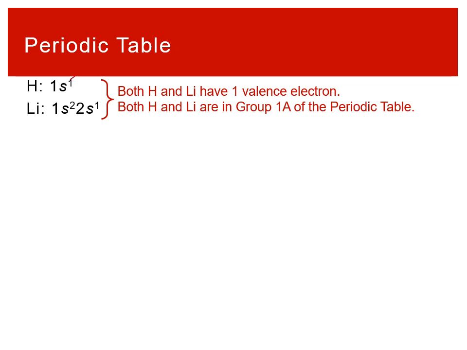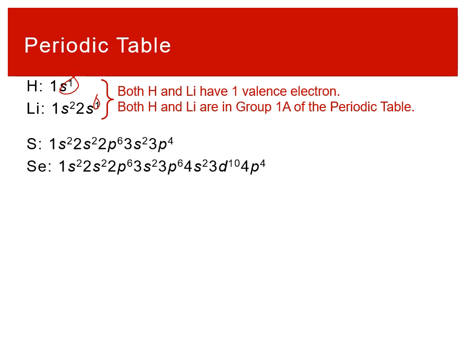They also both have just the single valence electron. That is not accidental. Similarly, sulfur and selenium have 2 and 4, 2 and 4, for a total of 6 valence electrons. They are in group 6A of the periodic table. The arrangement of atoms in the periodic table is all based around electron configurations.